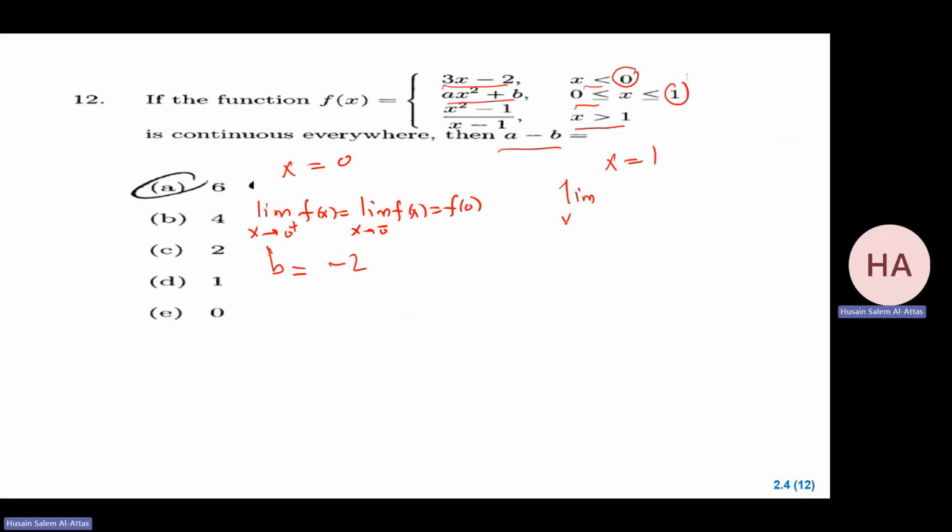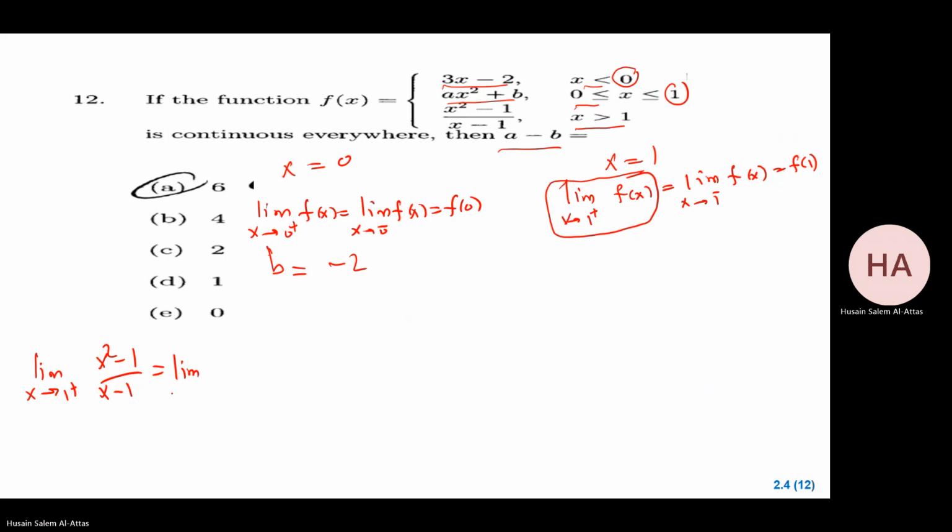Now, for x equal 1, you need to be careful here. The limit as x goes to 1 from right should be equal to the limit as x goes to 1 from left, and it's equal f at 1. Now to do this, you need to do some calculation. Why? Because it's a limit. It goes to 1 from right. What is the function? X squared minus 1 over x minus 1. So we need to factor. This is cancelled, so we are getting 2. So this is 2.